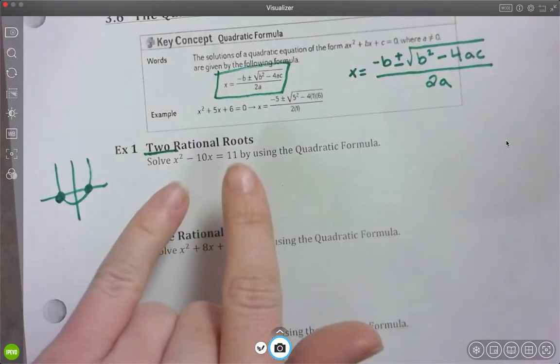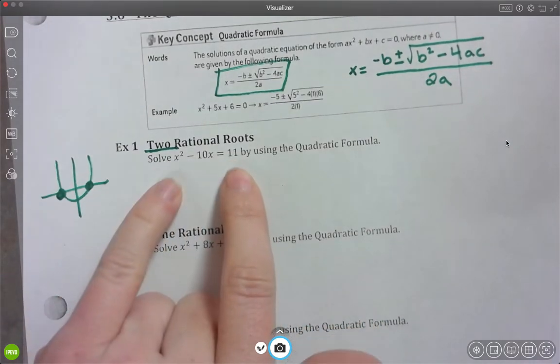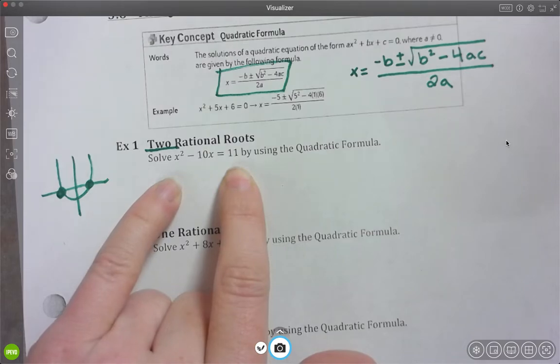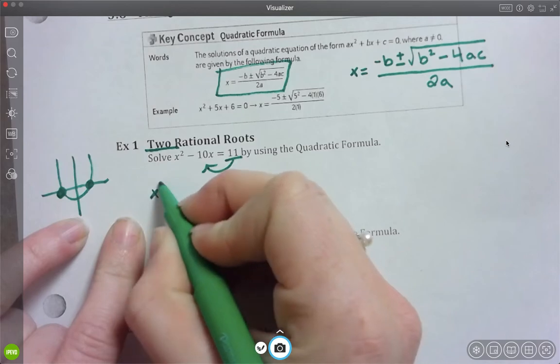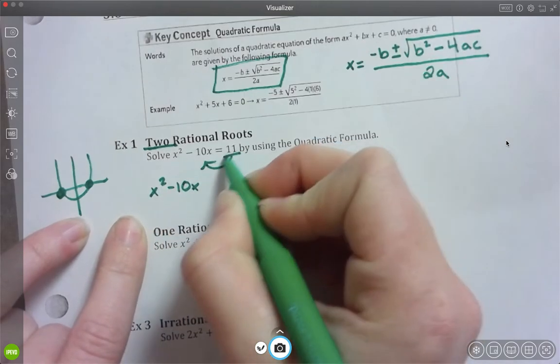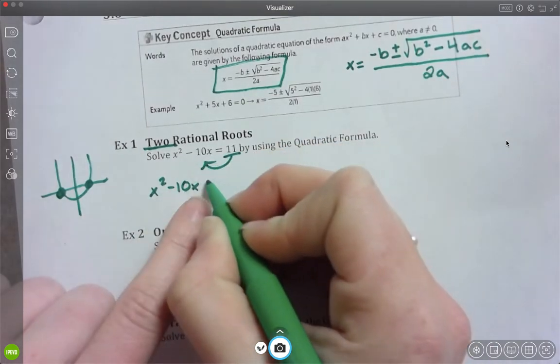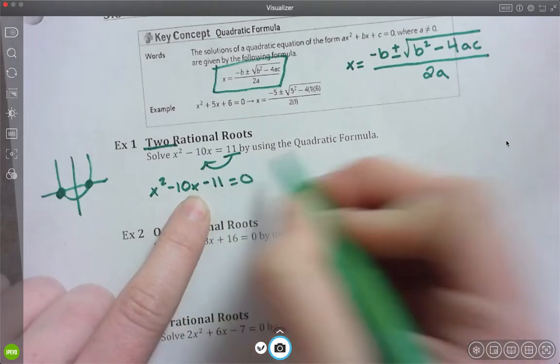Now, step 1 for the quadratic formula, they have to all be on the same side and you have to set it equal to 0. So this 11 needs to be bumped. X squared minus 10x, the 11, when you bump him to this side, is minus 11, equals 0. Now we're ready to go.